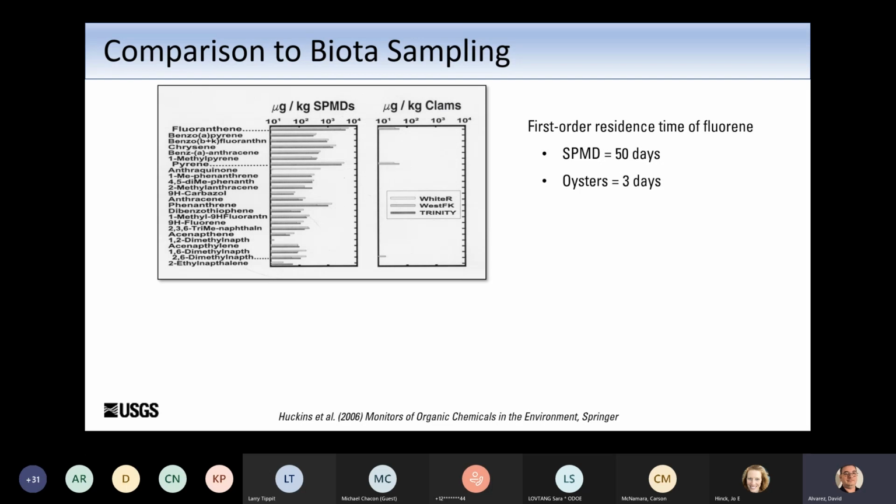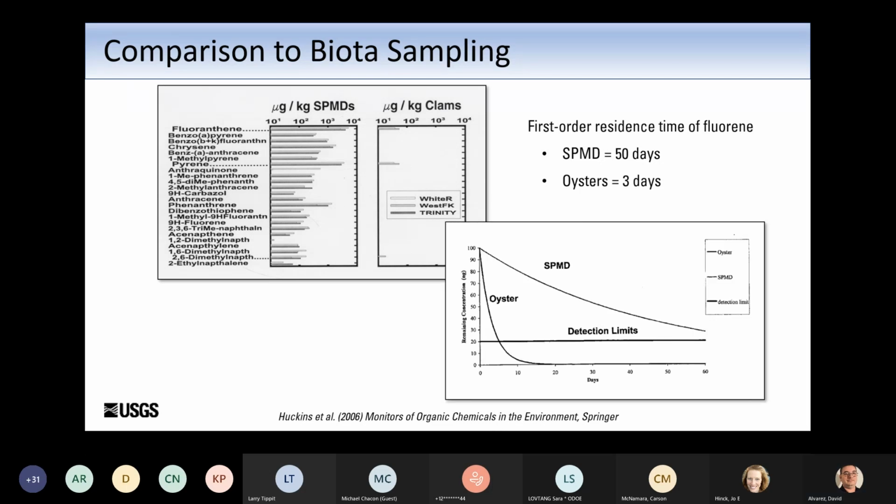Some passive samplers, such as SPMDs, have a lower elimination rate constant compared to biomonitoring organisms, which can have a major effect on the retention of chemicals over time, especially those absorbed during episodic events. Again, we're looking at SPMDs, and this time clams in the top figure, and you can see for the PAHs, over time the clams had much lower concentrations of the different PAHs that remained.